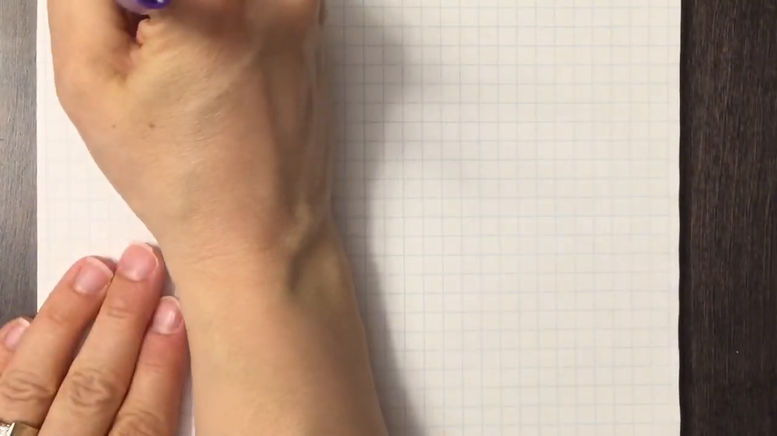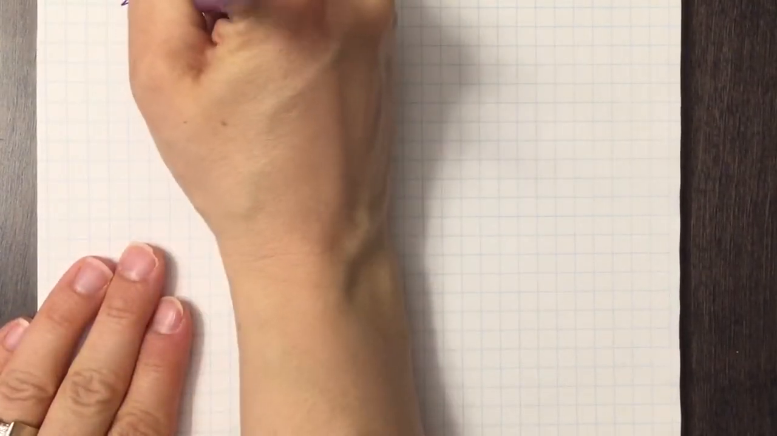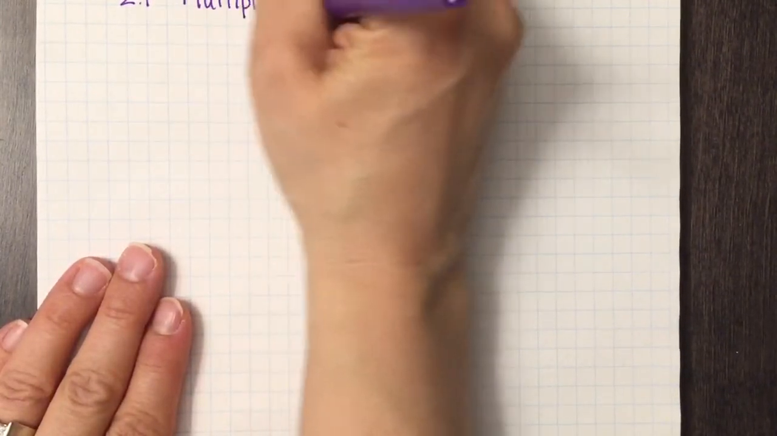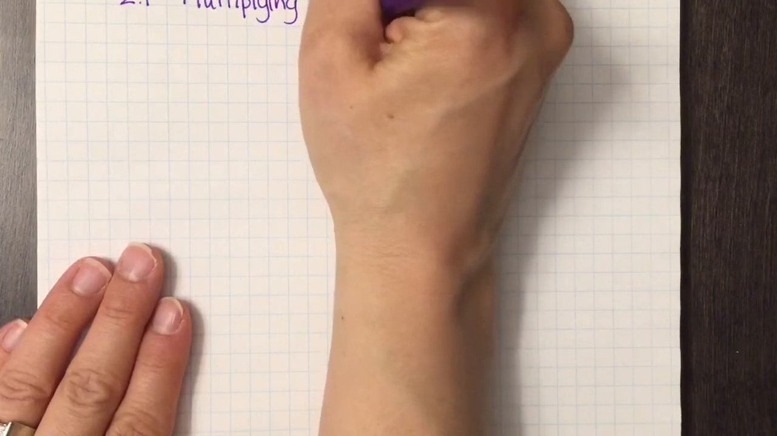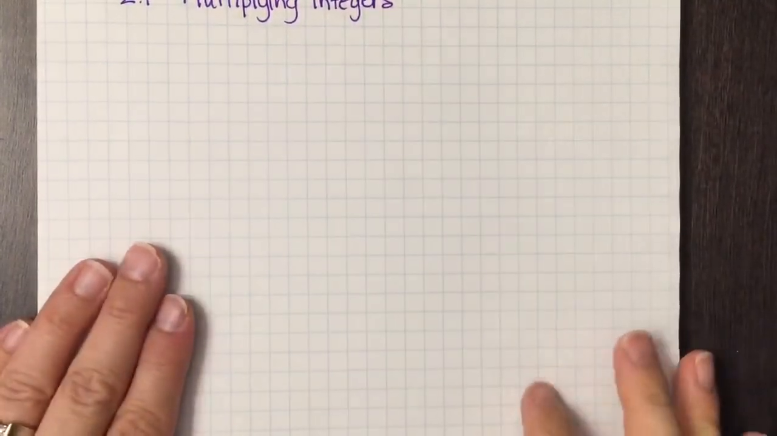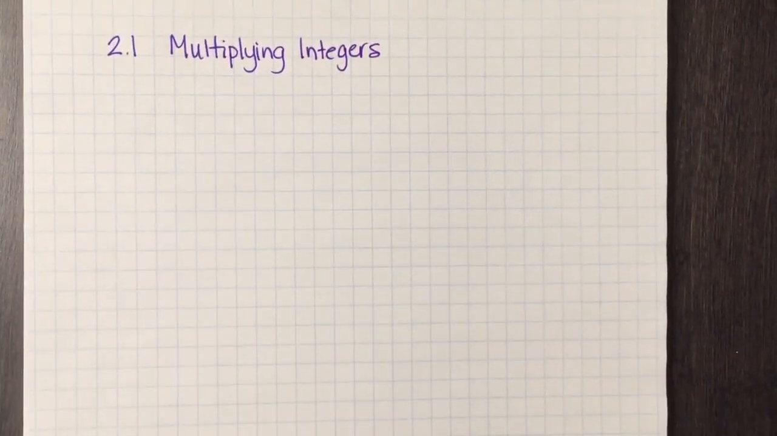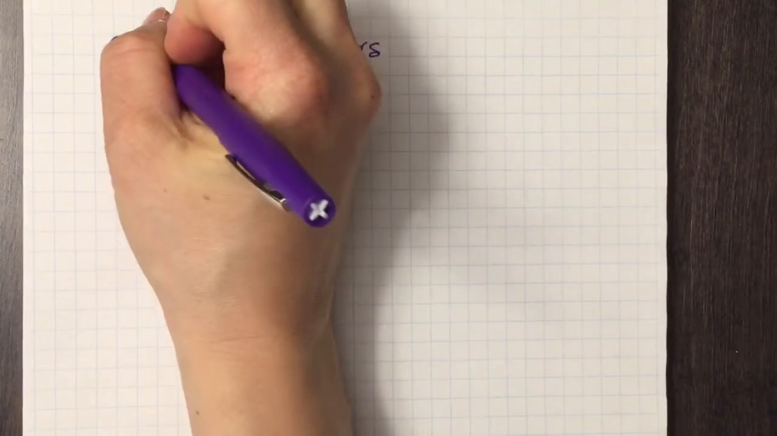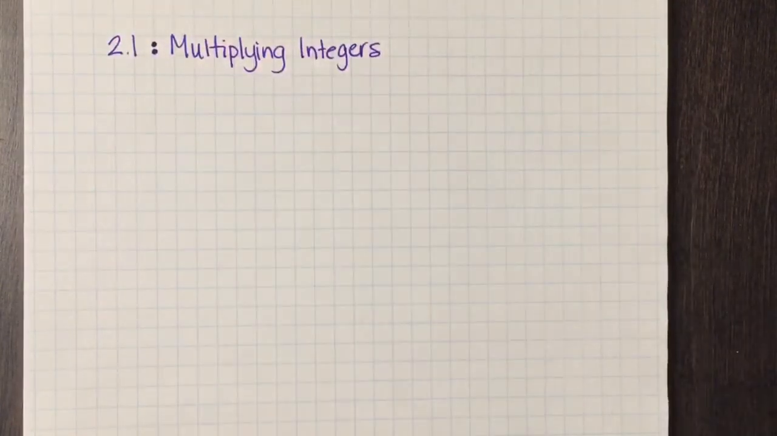So this is 2.1, multiplying integers. I guess being able to see would be helpful, just like in class. Okay, so man, I wish we were together instead of doing this like this, but that's okay. We'll make it work, okay?